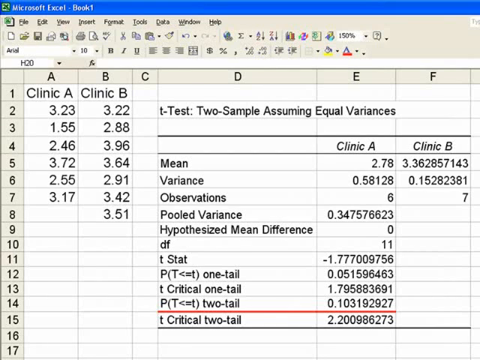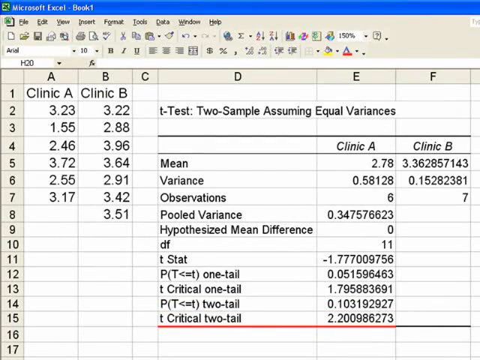The next value is the one we're after now, which is our t-critical, our two-tailed test. So our t-critical value is 2.2010 if I round it. 2.20098 would round to 2.2010. So let's go back to our 7 steps.